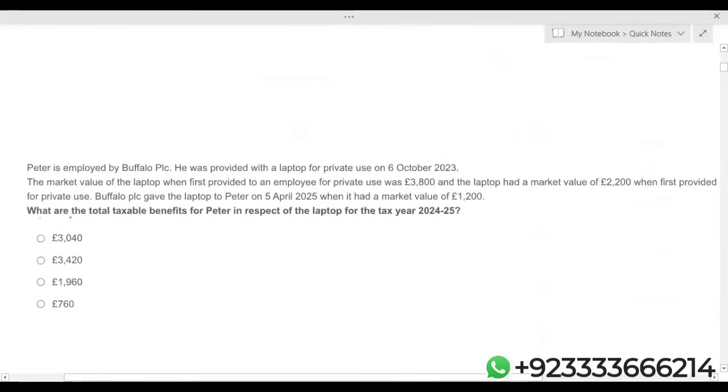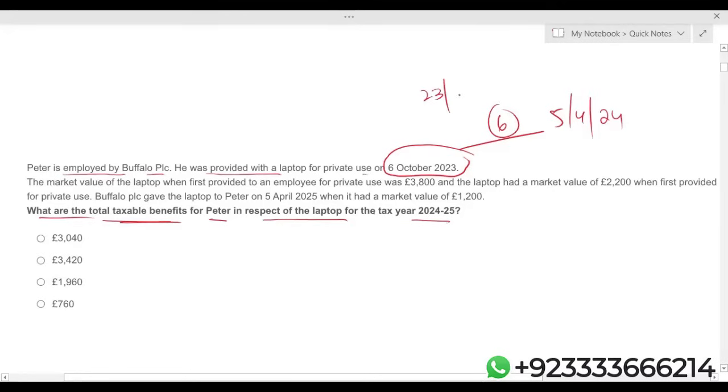What is the total taxable benefit for Peter in respect of the laptop for the tax year 24-25? Peter is employed by Buffalo PLC. He was provided with a laptop for private use on 6 October 2023. From here, if I go till 5 October 24, there are 6 months. It means this laptop was used 6 months in the previous tax year.